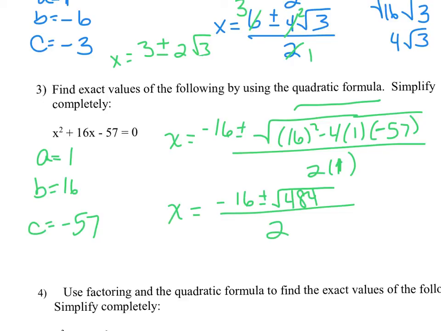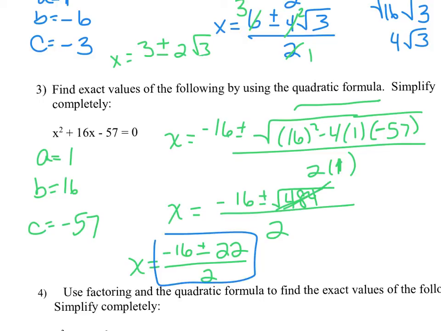Square root of 484 is 22. So it's negative 16 plus or minus 22, because 484 is simply 22, the square root of 484, and we divide by 2. Alrighty, so more can happen here. So let's do the more that can happen.